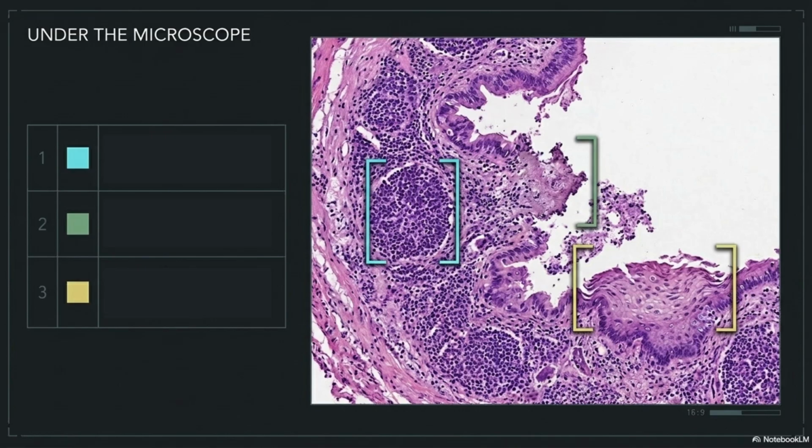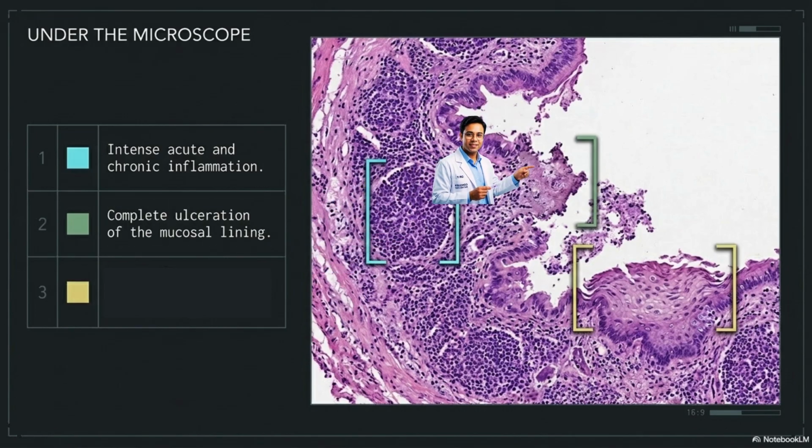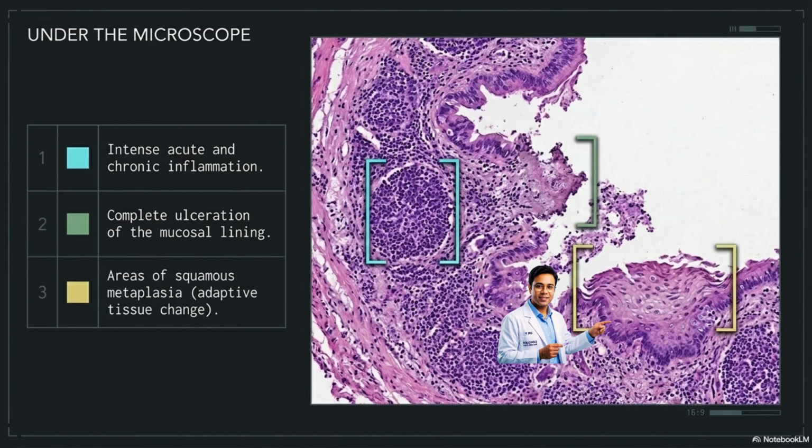Now, what happens under the microscope? There are 3 main things to look for. Number 1, you will see intense acute and chronic inflammation. Number 2, there is complete ulceration of the mucosal lining. And number 3, you will spot areas of squamous metaplasia, which is an adaptive tissue change in response to the damage.